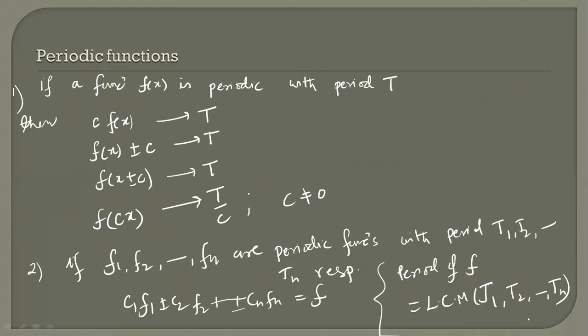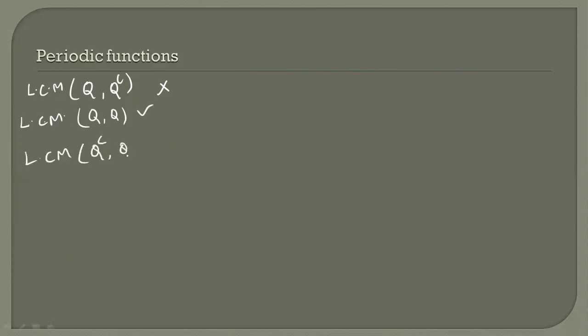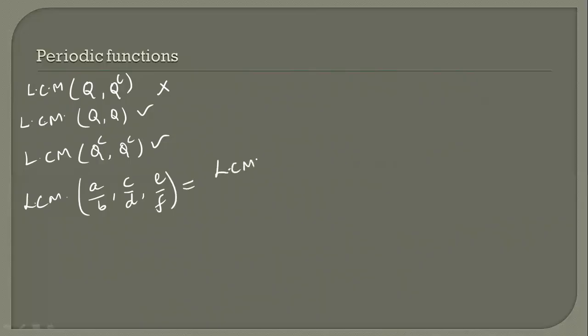How to take the LCM? I am going to tell you some remarks here. If you take the LCM of one rational and one irrational, it does not exist. If you take the LCM of rationals, it will exist. The LCM of irrationals exists. If you take the LCM of a by b, c by d, e by f, then it will be the LCM of a, c, e upon the HCF of b, d, f.